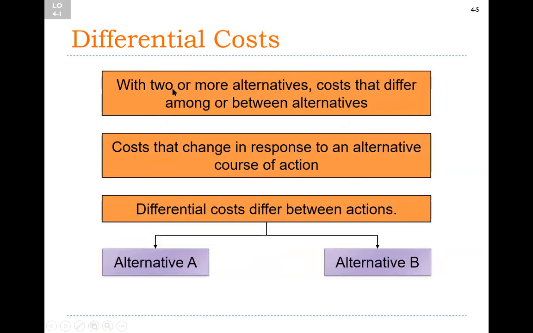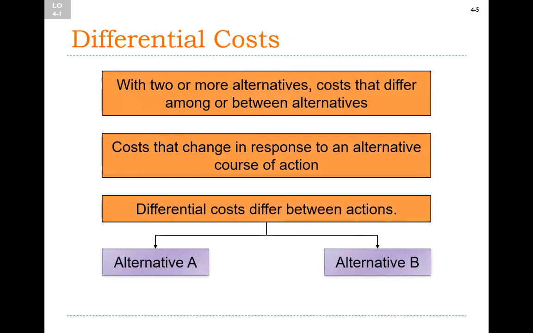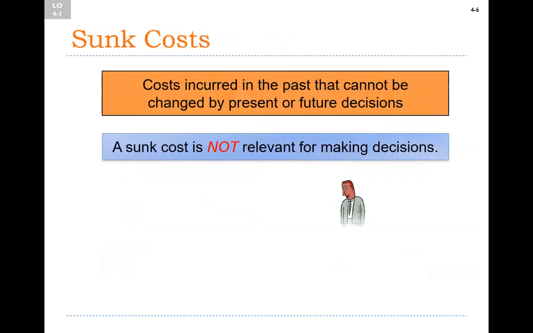So just again, to refresh your memory, a differential cost is a cost that differs among or between alternatives. And we can also have a differential revenue as well. And that's a revenue that will differ between two alternatives. When making any decisions, we want to make sure that we are not considering sunk costs. A sunk cost is a cost that happened in the past. And because it happened in the past, I can't change that cost by any decisions I make right now or by any decisions I make in the future.